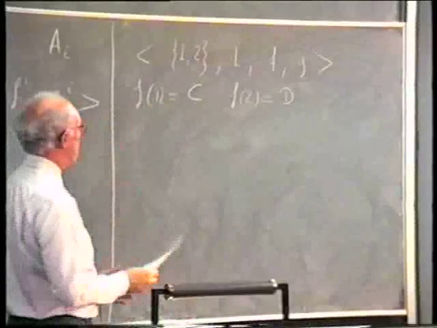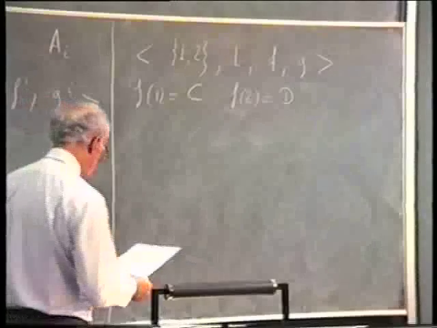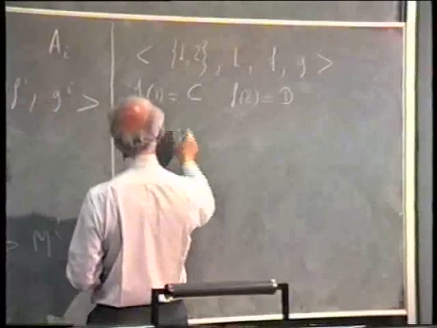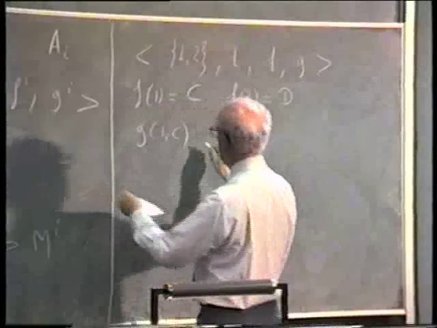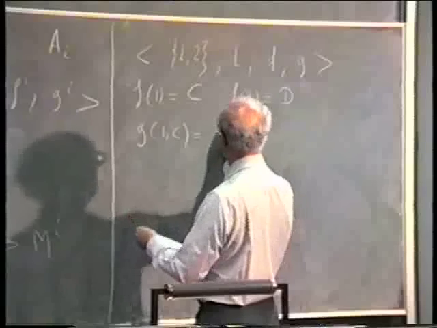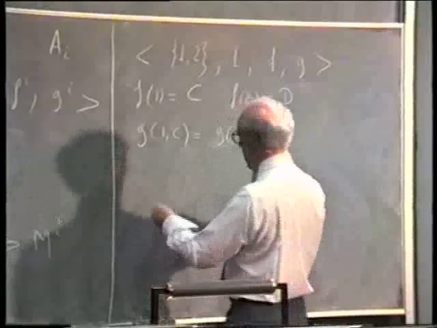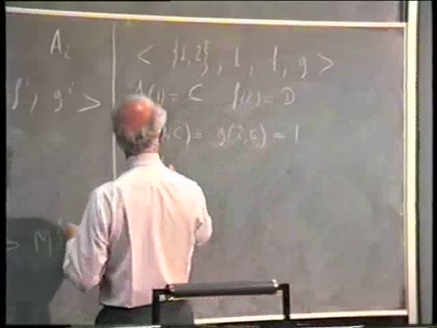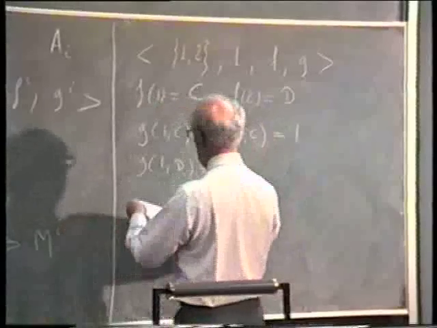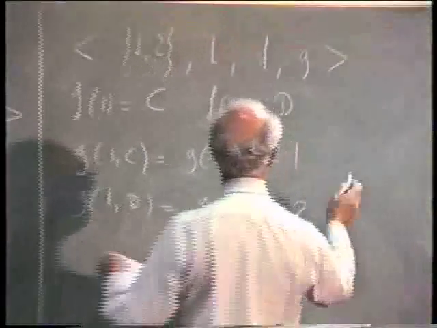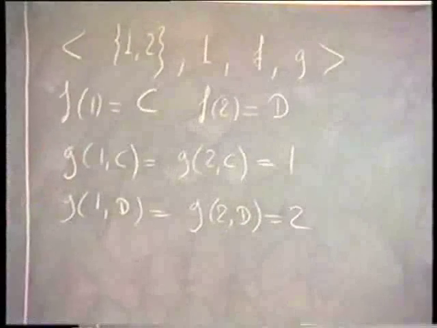And the only thing I have not specified is the transition function. And I am now doing it. So we have g of 1 and c is equal to g of 2 and c, and it is equal to 1. And g of 1 and d is equal to g of 2 and d, and it is equal to 2. And it is exactly what I have said.